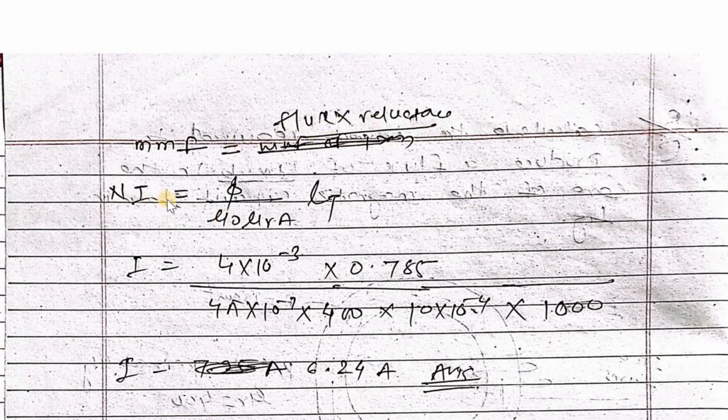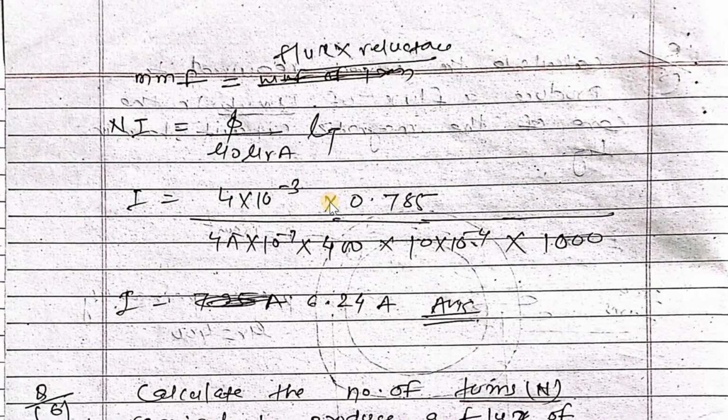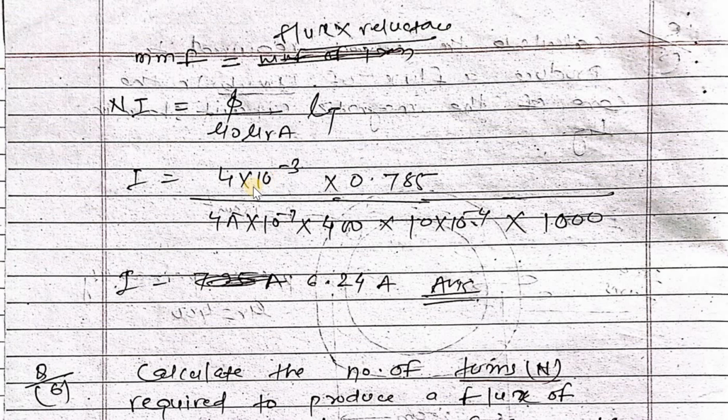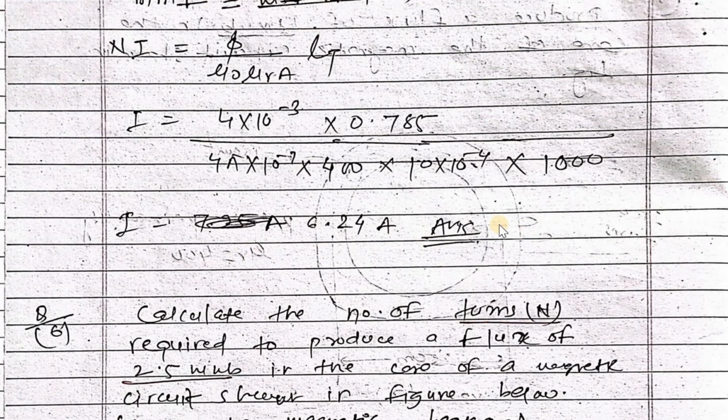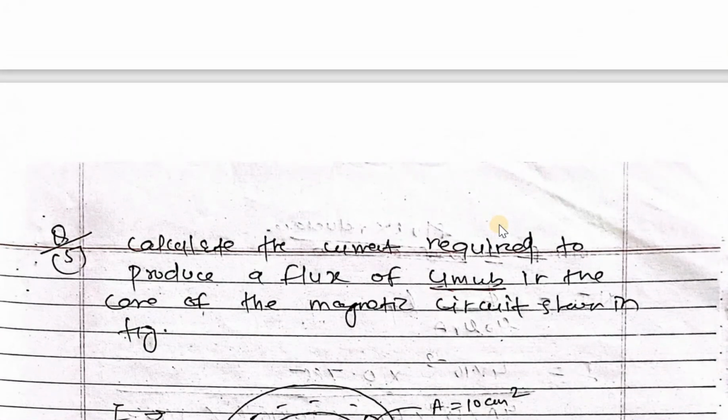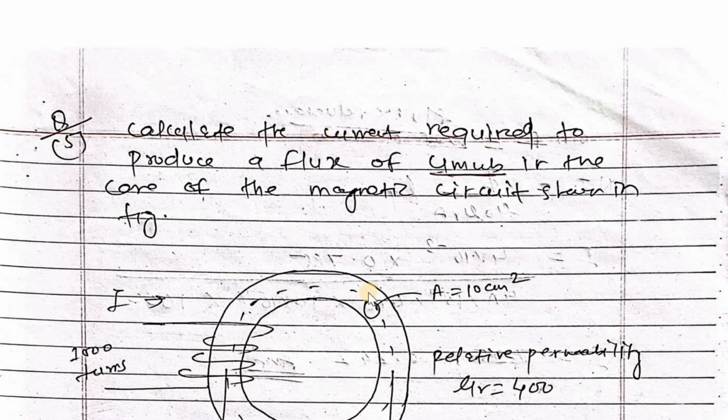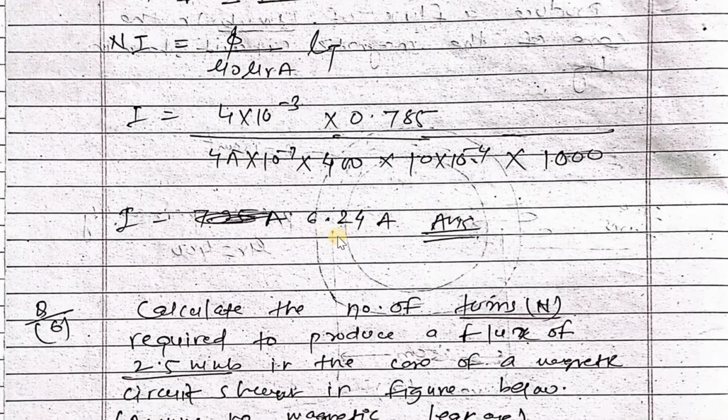So Ni equals phi upon mu naught mu r A into Lt. Therefore I equals 4 into 10 to the power minus 3 into 0.785 upon 4 pi into 10 to the power minus 7 into 400 into 10 into 10 to the power minus 3 into 1000. Then we can get the value of current. In the question, we have been asked to calculate the current required. So the required current is 6.24 ampere.